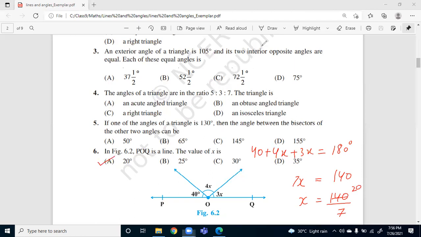Very well done. And then we can also verify it by putting the value. So if I put it, it is 80 and it is 60. If I add up, yes, they are making 180 degrees. Excellent. Divyansh, good explanation.